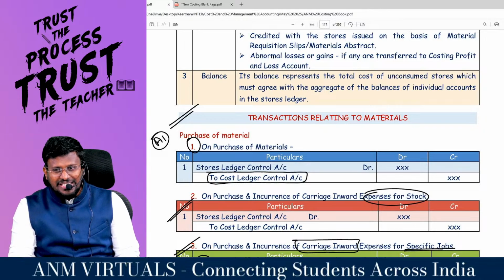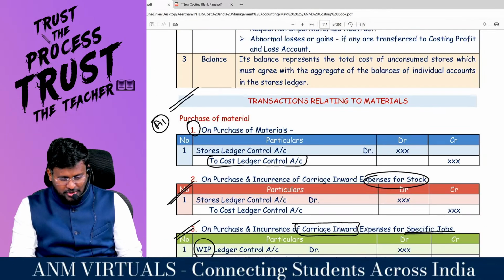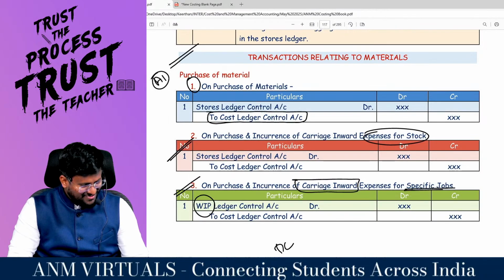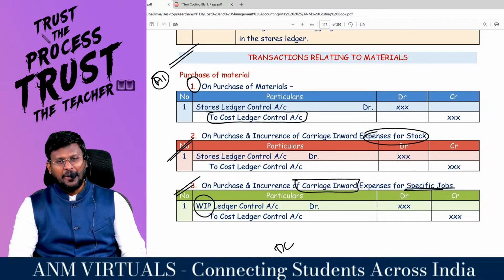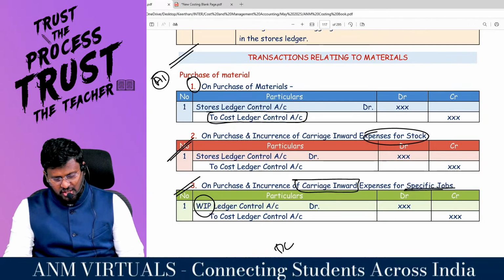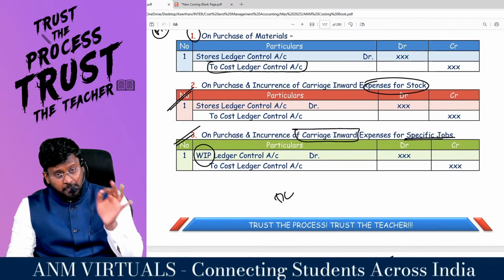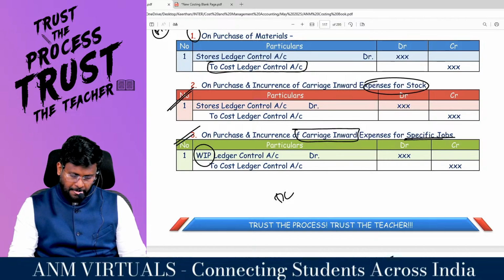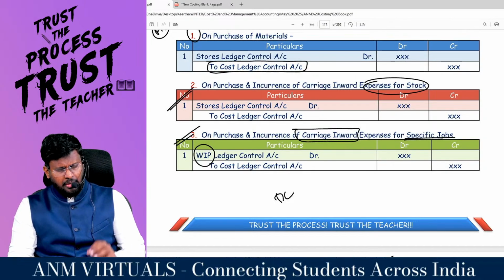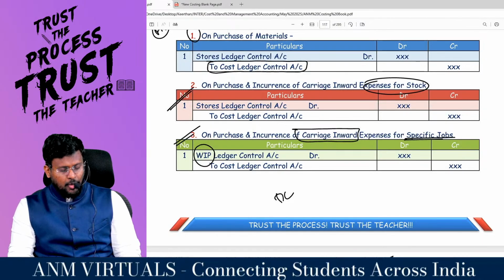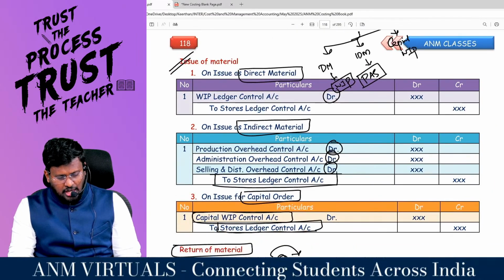Can you quickly say the journal entry? Close your books. In the January, close your books. Yes, sir. On purchase of raw material, stores ledger control account debit to cost ledger control account. Expense incurred while purchases, stores ledger control account debit. Right. Expense, purchases and expense incurred for a particular job: WIP ledger control account debit to cost ledger control account.